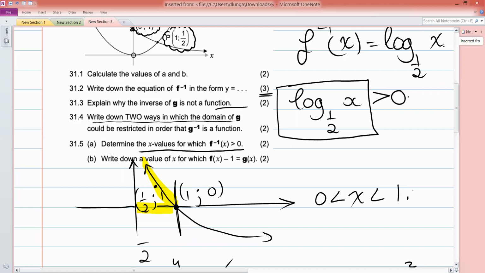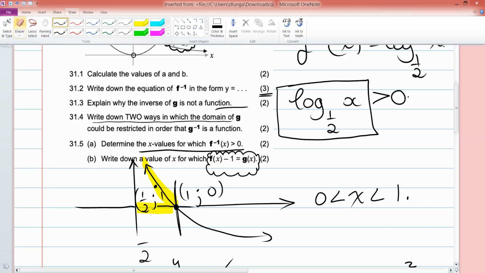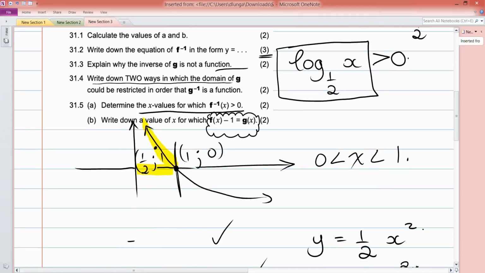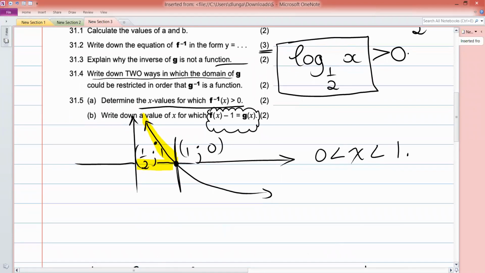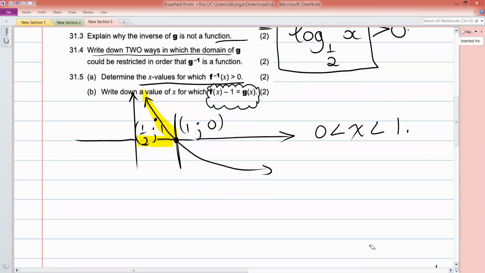Then part B: write down a value of x for which f of x minus 1 equals g of x. So we want to look at this: f of x minus 1 equals g of x. I'm going to give you some time to think about how you're going to answer that. You could look at the graph, you could try and solve it. So we're looking for f of x minus 1 equals g of x.